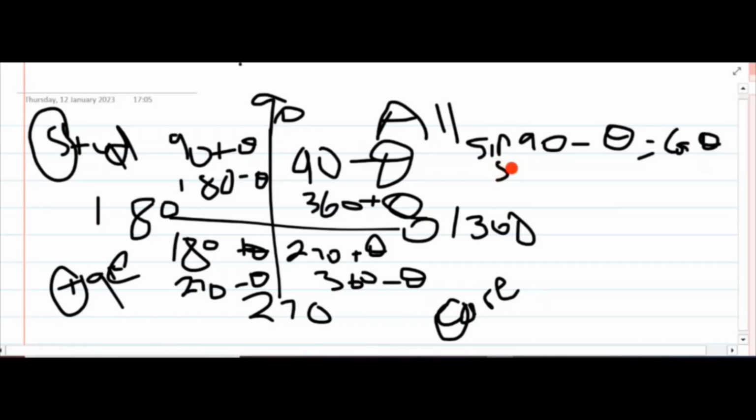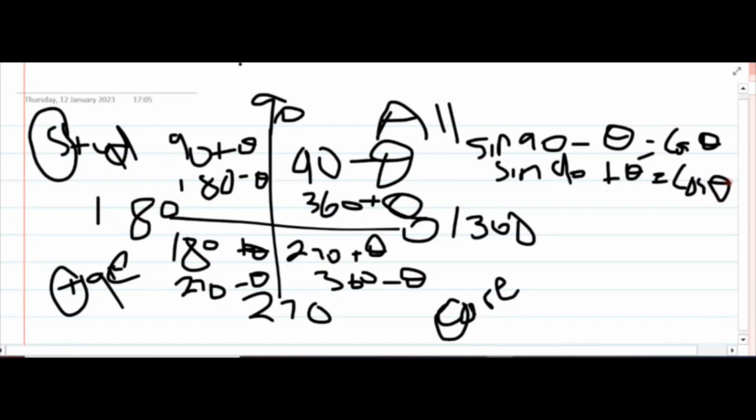Sine of 90 plus theta, because sine is positive in the first quadrant. Remember, in the first quadrant, all of them are positive. Sine of 90 plus theta is in the second quadrant and sine is positive, so it's going to be a positive cos theta. Guys, it's going to be a positive cos theta.